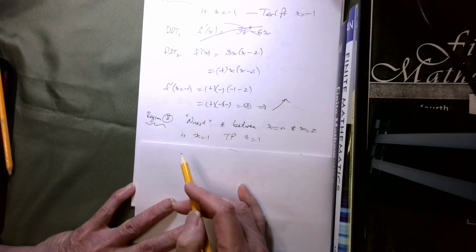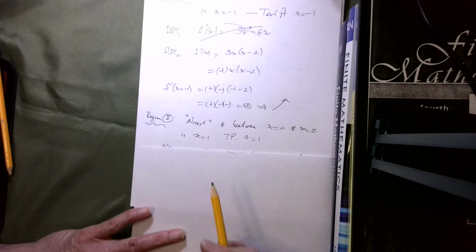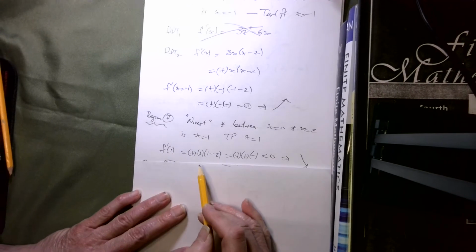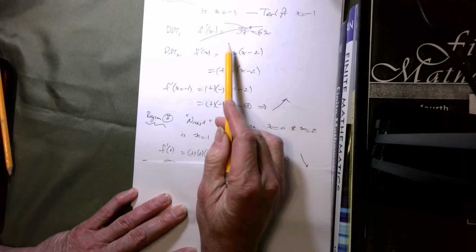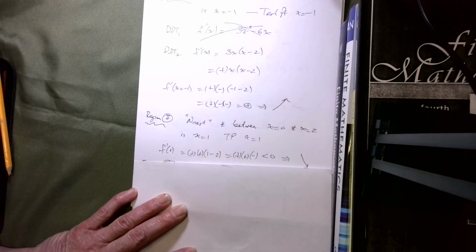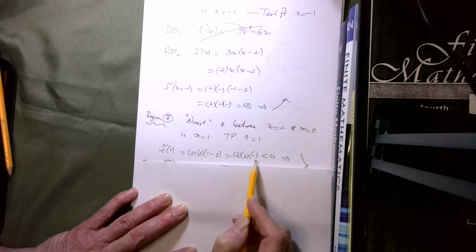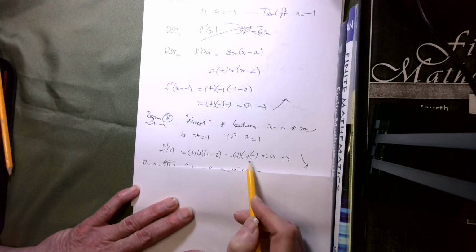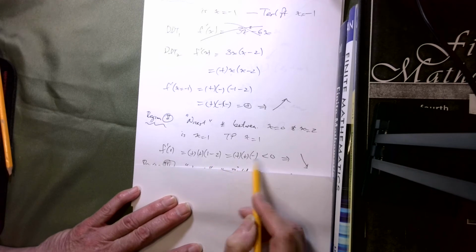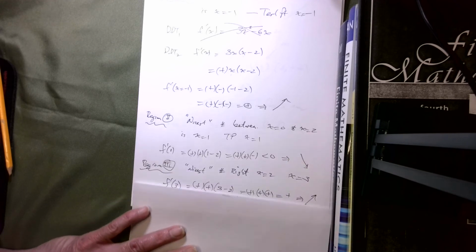We do the same thing for our nice test point in region 2. Now we were going between what, 0 and 2. Nicest test point between 0 and 2 is 1. I put in a 1 into my factored form, not the expanded form. So I just put in a 1, positive, positive, this is negative. Please don't waste your time calculating what that number is. Is it positive or negative? It's a negative number, implies, right, you're decreasing.